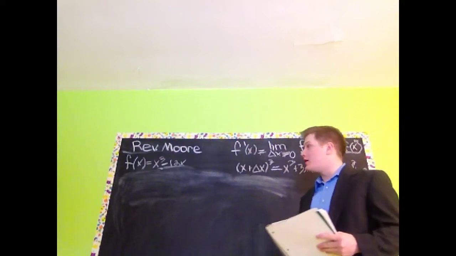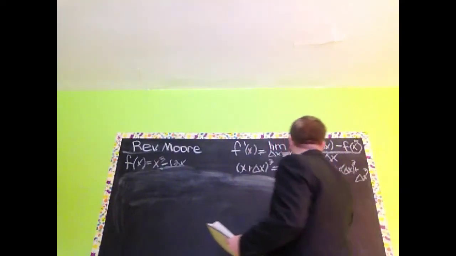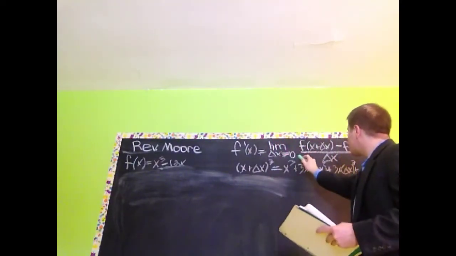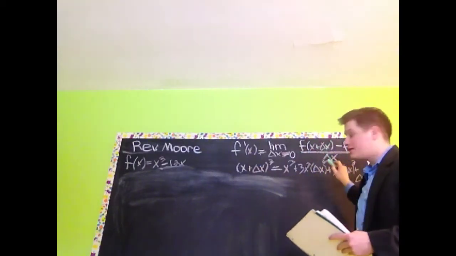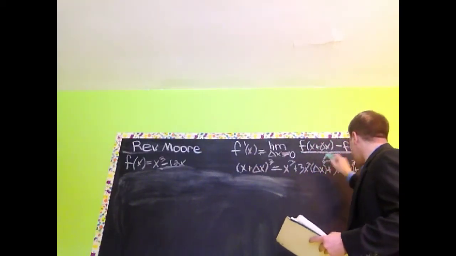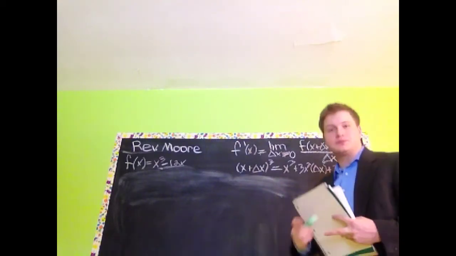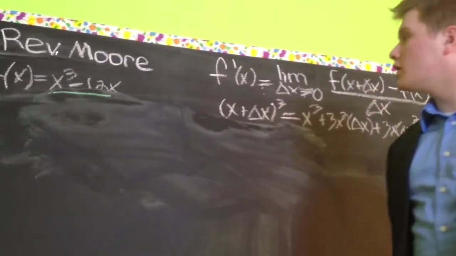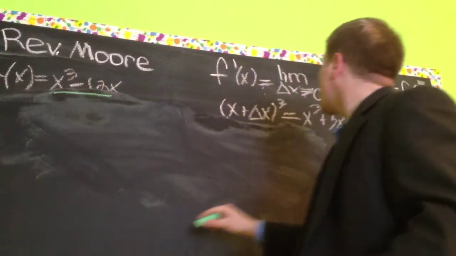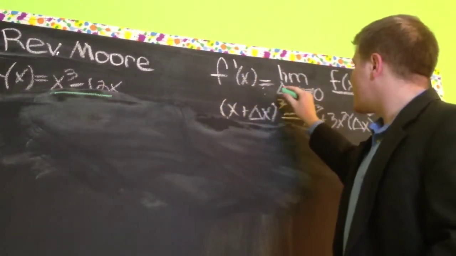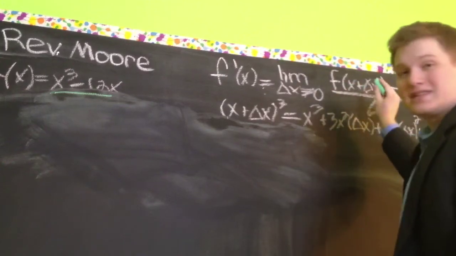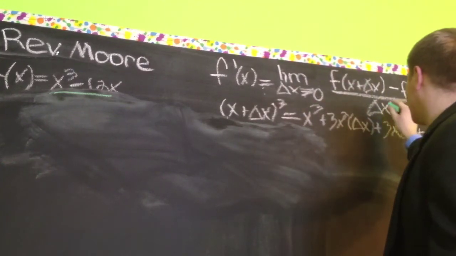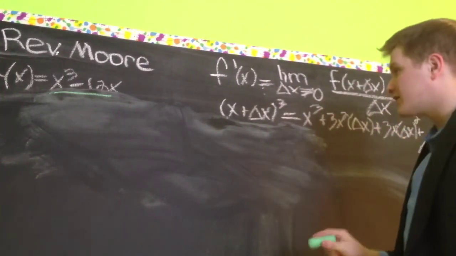Today we are differentiating by taking the limit as delta x approaches 0. Now what you're using is this right here: the limit as delta x approaches 0 of f of x plus delta x minus f of x, all over delta x. What we are doing here is taking this original function and plugging it into the limit.